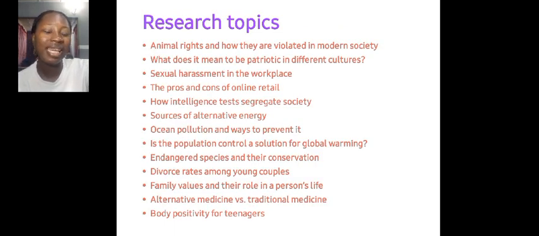Now the next one we have is research topics. In research, there are a lot of things that you can write about, and these are just a few that you can draw your inspiration from when you're doing research writing. Animal rights and how they are violated in modern society. What does it mean to be patriotic in different cultures? Sexual harassment in the workplace, the pros and cons of online retail, alternative medicine versus traditional medicine, body positivity in teenagers, endangered species and their conservation. These are topics that you can write about if you're trying to do research writing.